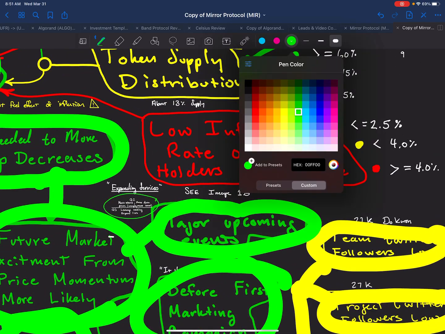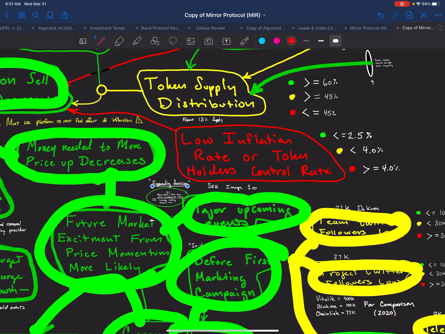Okay, so as far as inflation for this project goes, the inflation rate is controlled by the token holders.